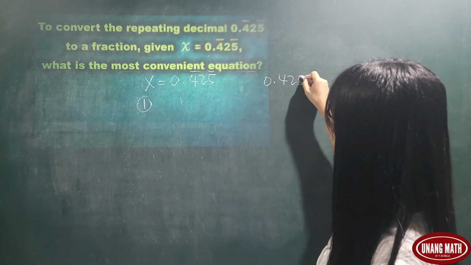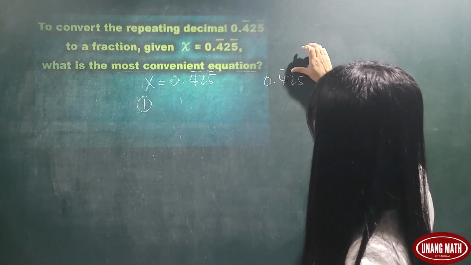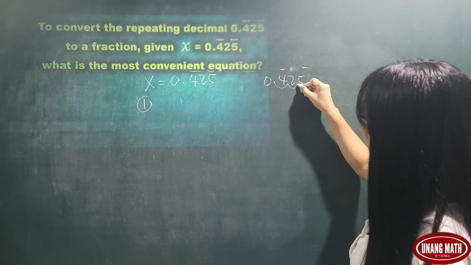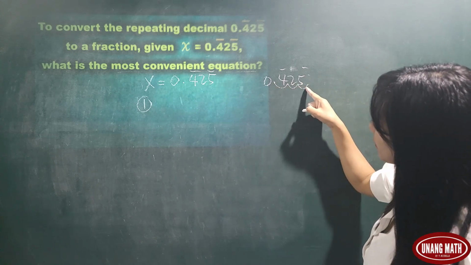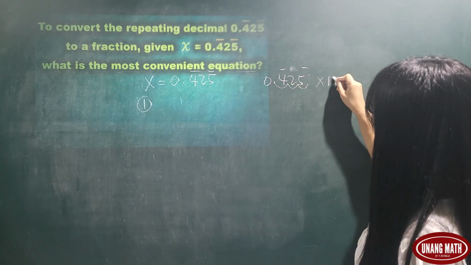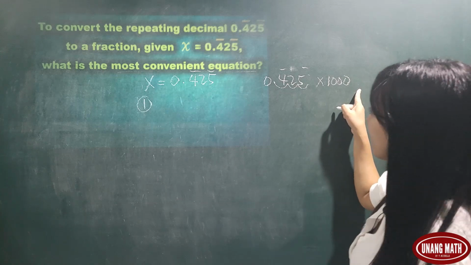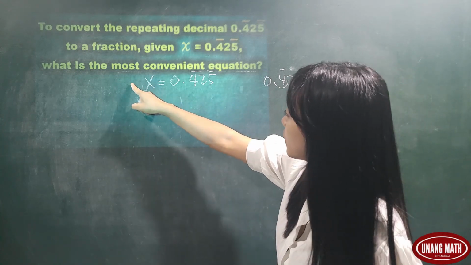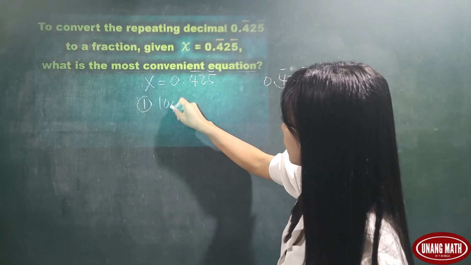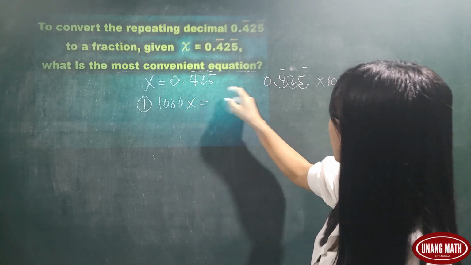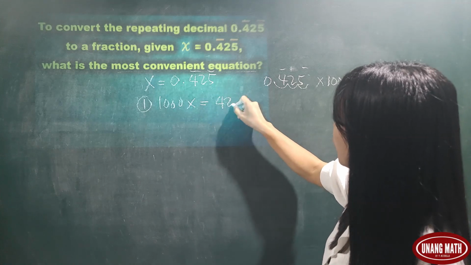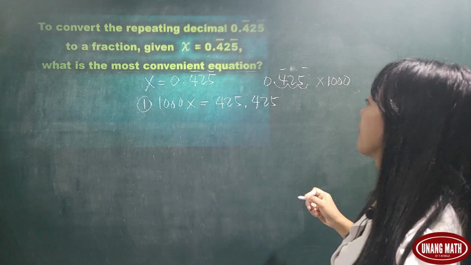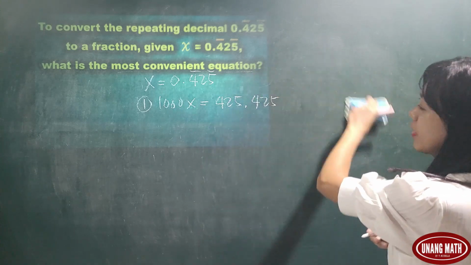So 0.425 repeating. That means moving this decimal point, we need to move 3 times. Moving this decimal point 3 times means multiplying by 1,000. So we have 1,000 times x is 1,000x is equal to 425.425 repeating. So this is our first equation.